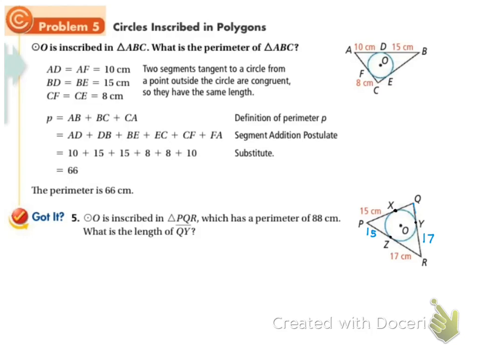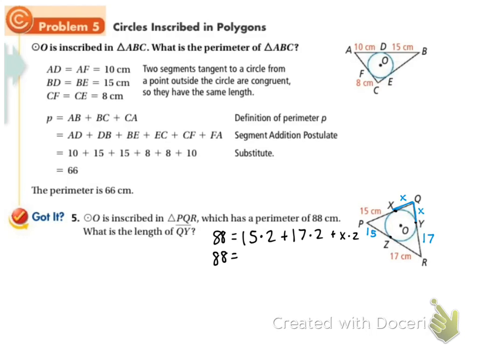We don't know how long this is, so I'm just going to call it x, but we do know then, if that's x, that this is x, right? We know what the whole perimeter needs to be, 88, so we can add this up and solve for x. So, 15 times 2 plus 17 times 2, right? Or you could do 15 plus 15 plus 17 plus 17, right? Plus x times 2 needs to equal 88.